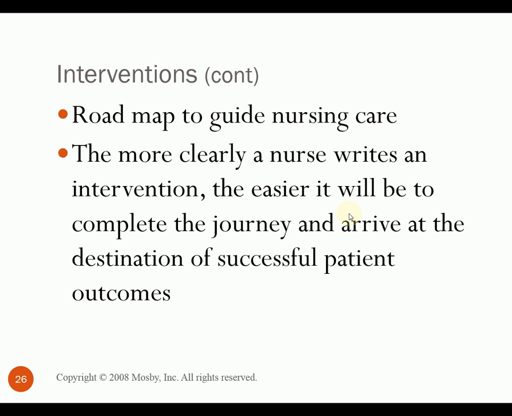So we really like to think about interventions being a roadmap guide to nursing care. The more clearly we write that intervention, the easier it's going to be for our patient to get to the end of the journey and arrive at the destination of successful patient outcomes. And this is what we want to see. We like to see our patients succeed. We like to see that we were smart enough to figure out those interventions that would help solve that problem. And that's part of our critical thinking. And the more critical thinking exercises we do, the more able we are to critically think. And the more we critically think, the better our nursing care is.